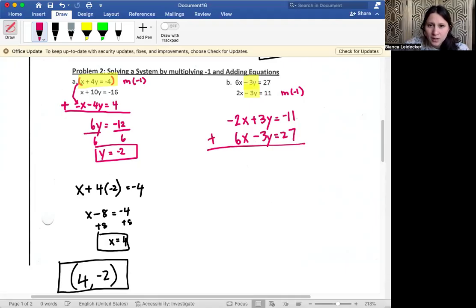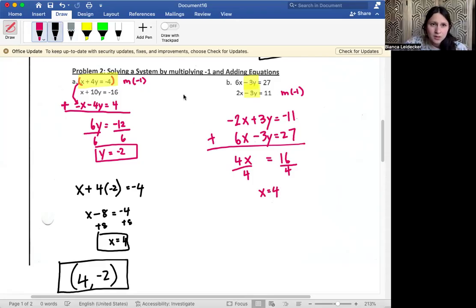When I add them, I have -2x plus 4 plus 6x, which is 4x. These cancel, bring the equal sign down. -11 plus 27 is +16. Divide by 4, x equals 4.